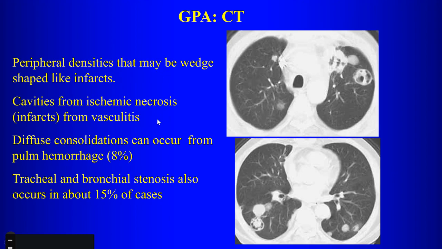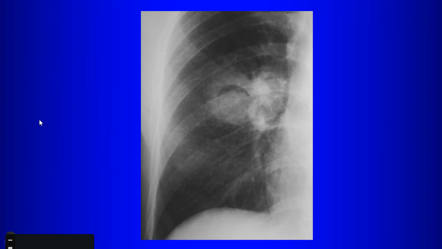So cavitation from ischemic necrosis or infarcts from vasculitis. Sometimes they might also develop pulmonary hemorrhage. It's also in your differential of diffuse pulmonary hemorrhage. And the airways can also be involved, so there can be patients who have tracheal wall thickening or bronchial wall thickening associated with GPA. What is this called?